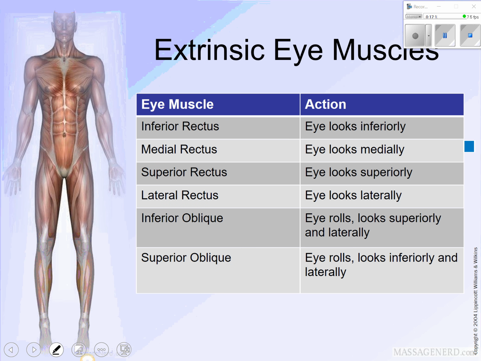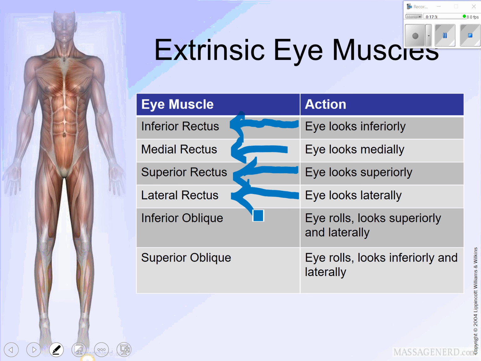Okay, here are the actions that you need to know. These are pretty obvious because if you're looking down, it's going to be the inferior rectus muscle that's functioning. Eye looks medially, you have medial rectus. Eye looks superiorly, superior rectus. Eye looks laterally, lateral rectus.